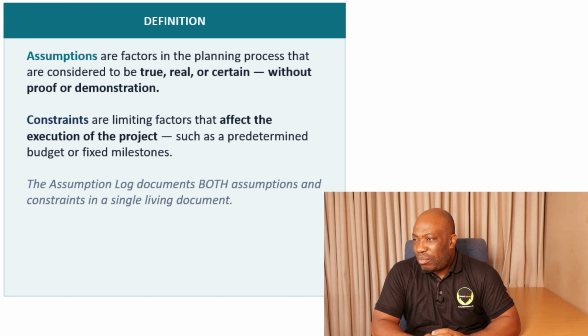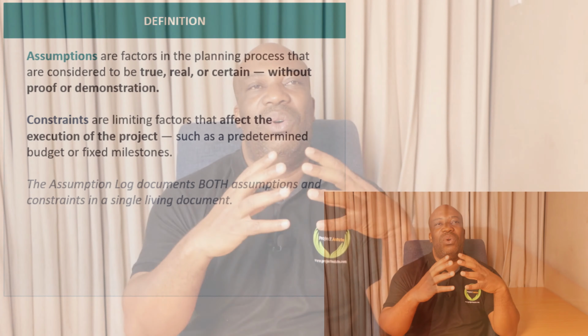If an assumption is actually something that has already happened, then it becomes an issue. So it's quite important to understand that an assumption is something that is considered to be true, to be real, and also certain without providing any proof or any demonstration. That is very, very important. Then a constraint is considered to be a limiting factor that affects the execution of a project, such as predetermined budgets or fixed milestones. Let me expand a bit on this.